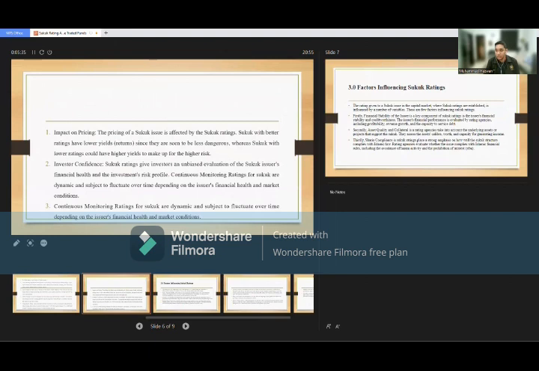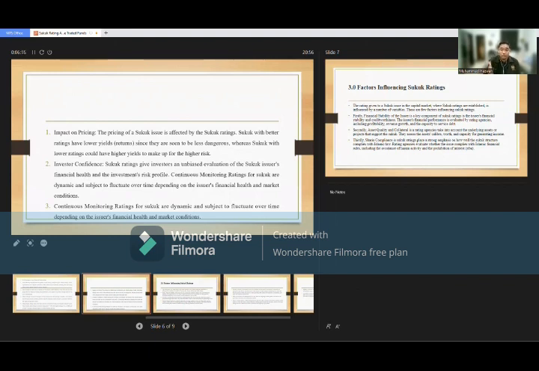And also we go to some points in understanding the Sukuk rating. The first is impact on pricing. The pricing of a Sukuk issuer is affected by Sukuk rating. Sukuk with a better rating have lower yields, which is return, since they are less risky. Sukuk with a lower rating could have higher yields to compensate for higher risk. And the second one is investor confidence. Sukuk rating gives investors an unbiased evaluation of the Sukuk issuer's financial health and investment risk profile.